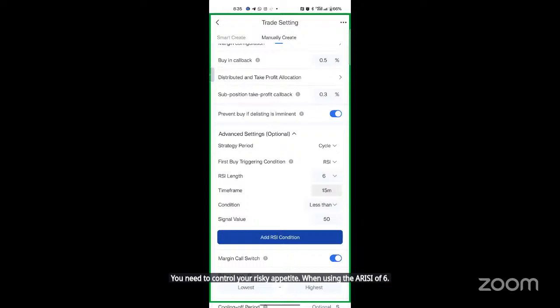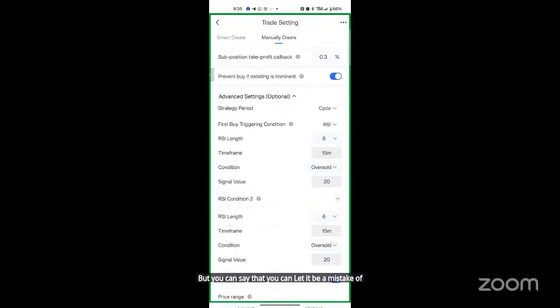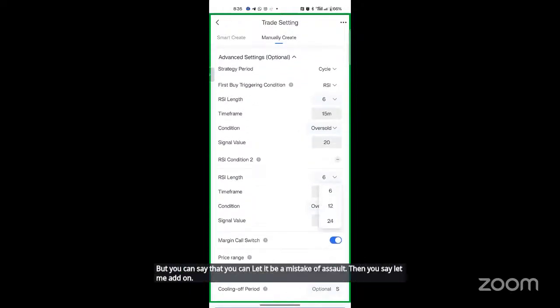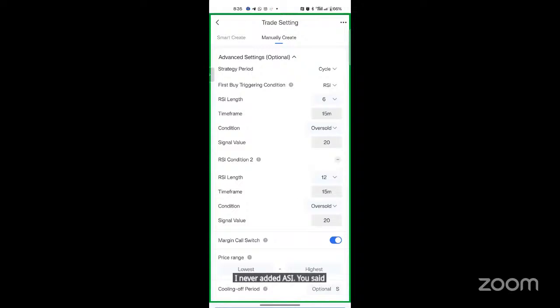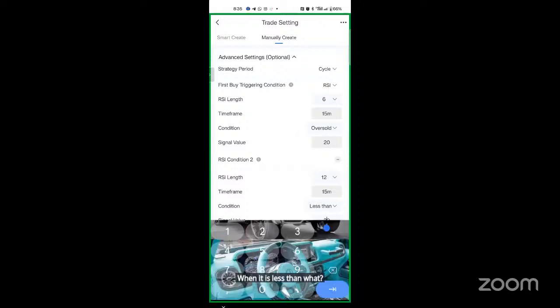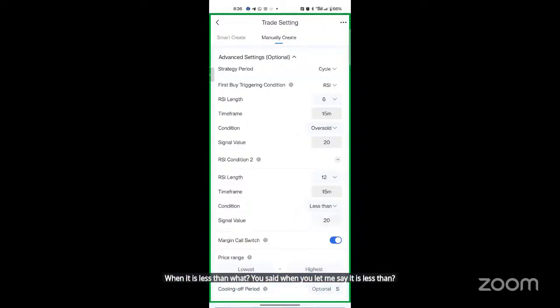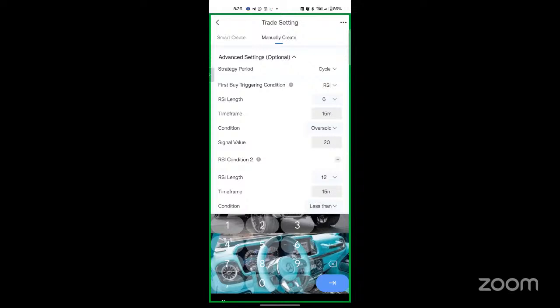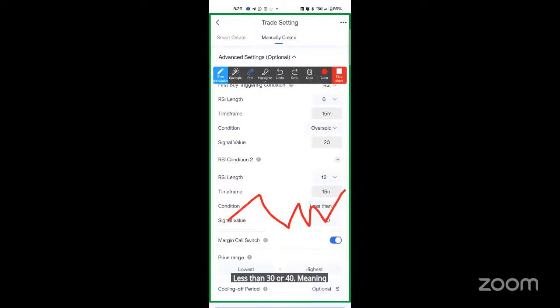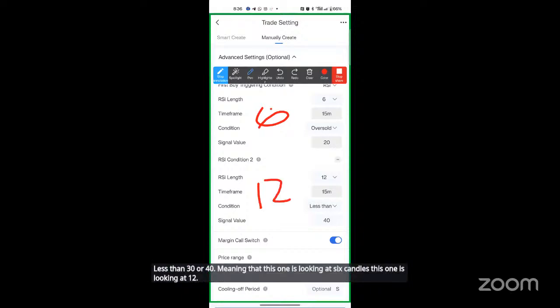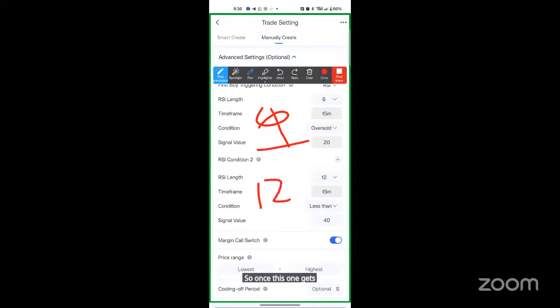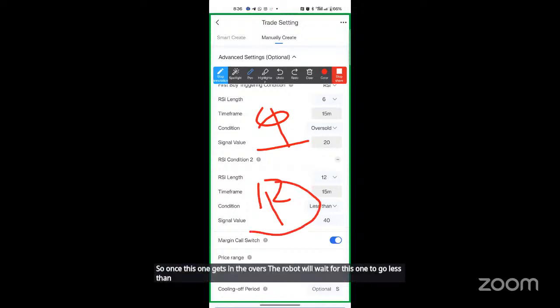But you can say, let it be oversold. Then you say, let me add on another RSI. You say the RSI of 12, when it is less than what? You say, let me say, it is less than 30 or 40. Meaning that this one is looking at 6 candles and this one is looking at 12. So once this one gets in the oversold, the robot will wait for this one to go less than 40, then the robot will buy.